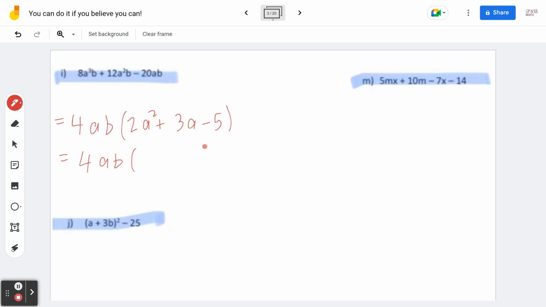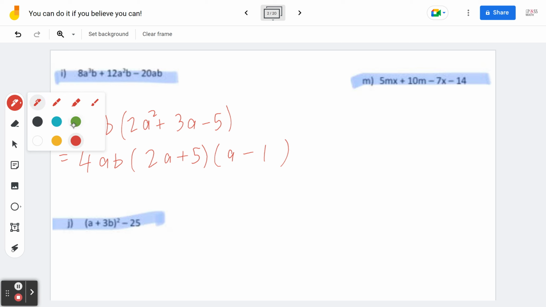I copy 4ab and I think about 2a, that's 2a times a. If I think about 5 and 1, by the way, the only way to make a sum of 3 is by taking 5 minus 2. So you can actually factor a little bit more, just like that.